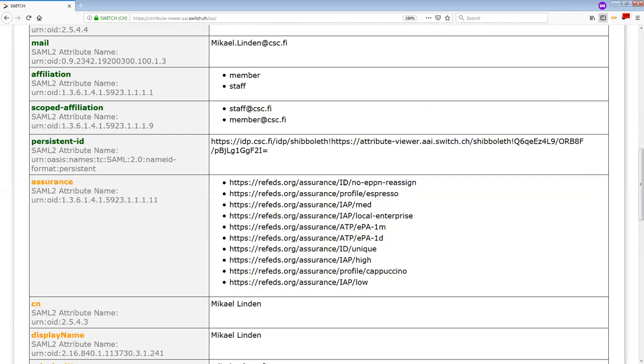And there are values for the ID component: EPPNs are not reassigned, and the EPPNs are unique. And for the identity assurance, medium, high, and low, they are all supported. So my identity was proved face-to-face when I started at CSC a long time ago. And CSC also confirms that the day after I depart from CSC, my account is closed, or at least my eduPersonAffiliation value is updated to reflect my departure. And CSC complies to both Cappuccino and Espresso profiles.